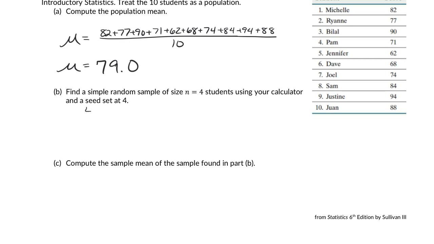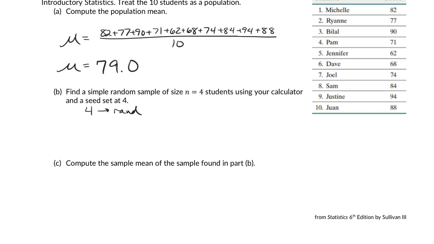Yeah, you put the 4. Okay, great. Store. Math. Probability. 1 because it says rand. Yeah, so we're setting the seed at 4. Press enter. Now, how do you actually pull that simple random sample?